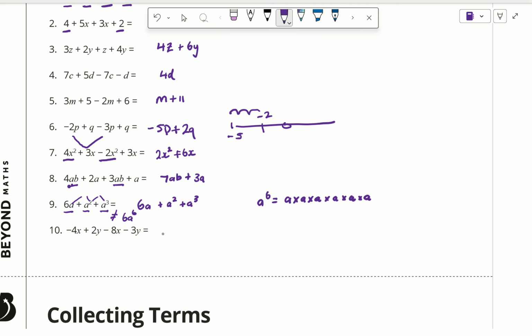Minus 4 xylophones minus 8 xylophones. Well, you can't have minus 8 xylophones, but again, we've got to think about the number line. Minus 4 minus 8 is minus 12. 2 yachts take 3 yachts. Well, again, we can't have negative yachts, but we can have negative y. So it's 2 take away 3 from your indices unit is negative 1. So we've got negative 1y, or just negative y.